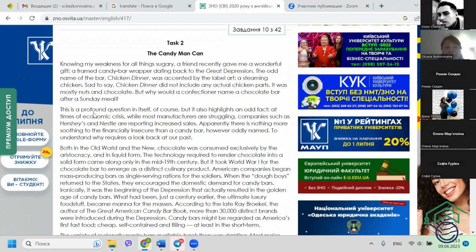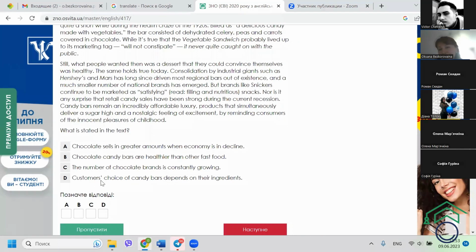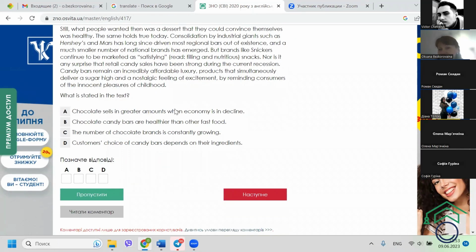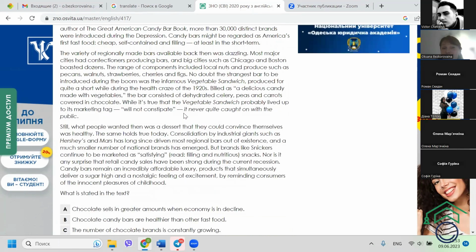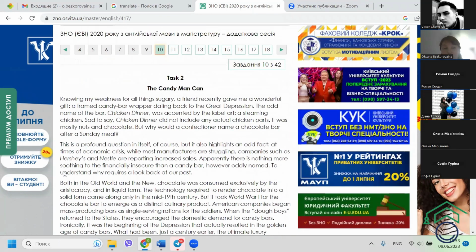Далі, другий параграф. This is a profound question in itself, of course, but it also highlights an odd fact. At times of economic crisis, while most manufacturers are struggling, chocolate companies are reporting increased sales. Логіка така, що людям сумно, і щоб себе втішити, they buy chocolate. It's an odd fact. The problem is that this information is at the very beginning. Тому це додало складнощів.